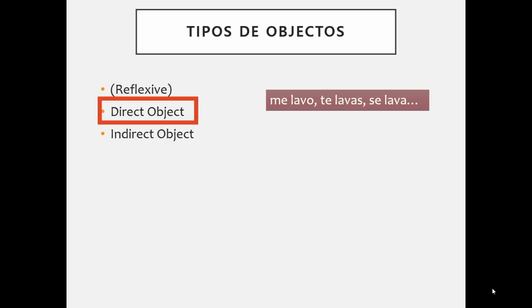In part 2 of this series, we will look at indirect objects, and in part 3, we will see how both types of objects play together in a sentence. Let's start off with the most basic question. What is a direct object?